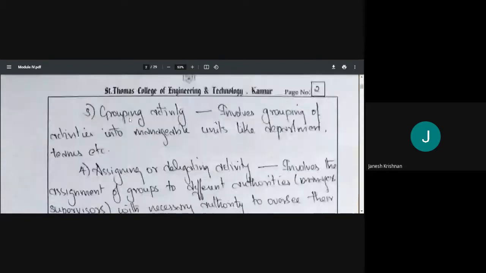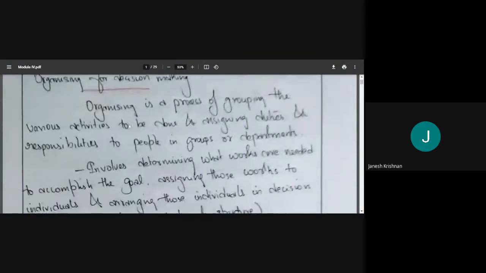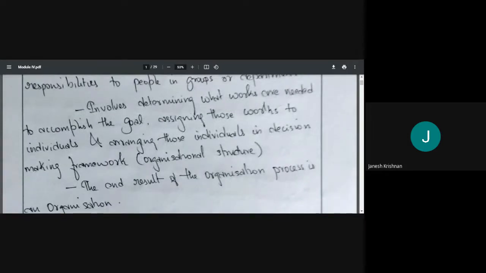So we look into it once again. Organizing is a process of grouping the various activities to be done and assigning duties and responsibilities to people and groups of departments. What is organizing? We're going to group the activities to be done and assign duties and responsibilities to people in groups of departments. So determining what has to be done in order to reach the goal, then assigning the work to be done, and giving them the right to make decisions.